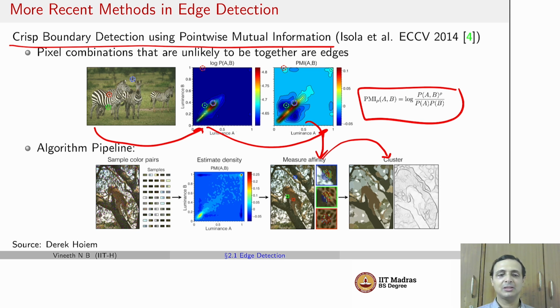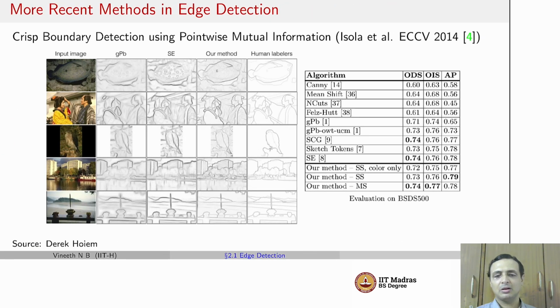Once again, the purpose of talking about this slide was not to give you in-depth information, but just to give you an idea of how edges can be found through other means. This is an example where they show that given these input images, their methods give fairly good edges which are very similar to how human labelers give outputs for the same edges.